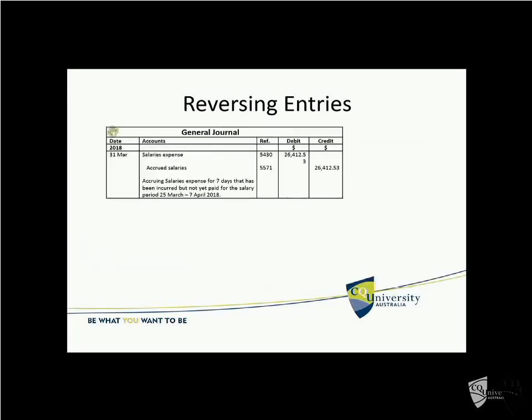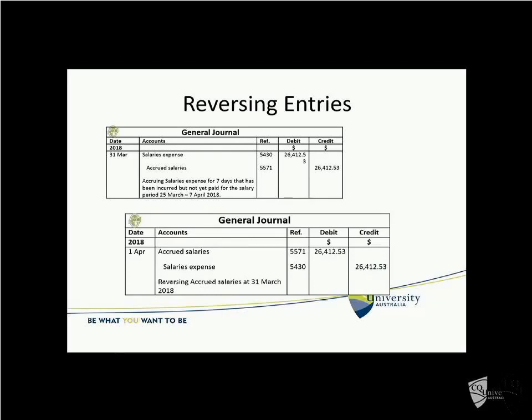So let's have a little look at this. We've got accrued salaries. Remember that we said we paid our salaries every 2 weeks in arrears. So when we got to the balance date, we assumed that there was a week's worth of salaries that we'd incurred but not paid. So we had to get that salaries expense into the previous period. So that's what we did: accruing salaries expense for 7 days.